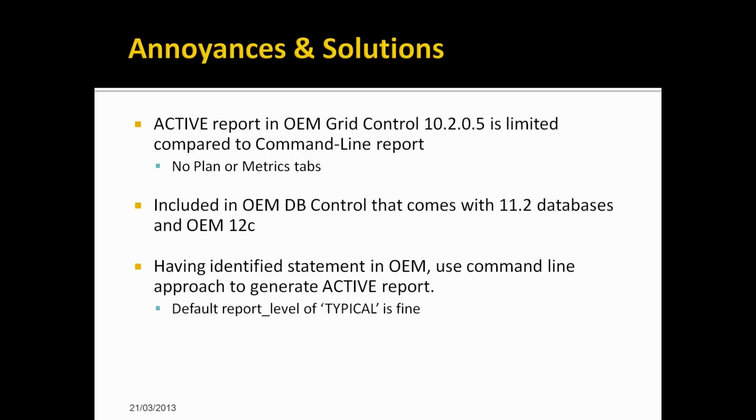This thing, however, annoys me much more, and this is probably the primary annoyance, and I think this is why it's worth you having a solution to this. If you use OEM Grid Control 10.2.0.5, which a lot of people will be doing, in my experience, a lot of people aren't on 12c yet, you'll find that when you get a SQL Mon report from OEM, it's not as good as the command line version. Okay, so OEM 12c is getting better, so it records all the information properly and shows you the correct tabs. But the active report in OEM Grid Control 10.2.0.5 is limited. And to be honest, let me show you what I mean by that.